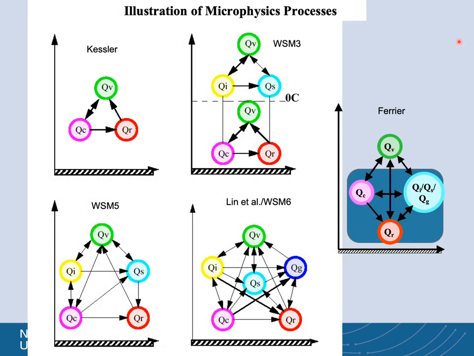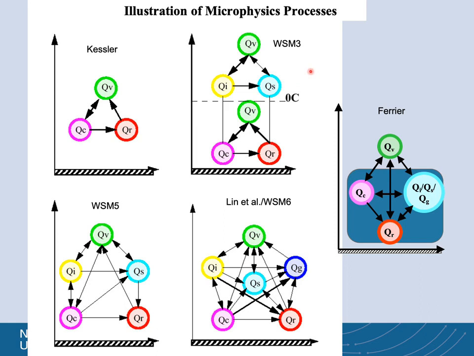This schematic shows several examples of microphysics options in WRF with the species that are represented in these schemes. The simplest is the Kessler, which is called a warm rain scheme because it has no ice, and the only species it carries are water vapor, cloud water, and rainwater. This is really only useful for idealized cases.